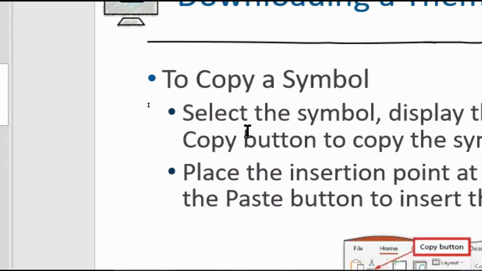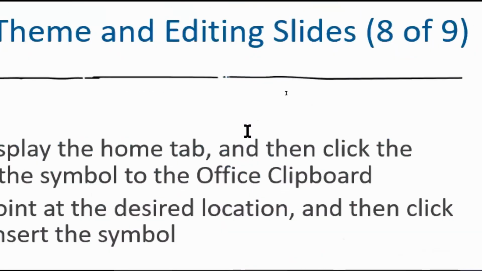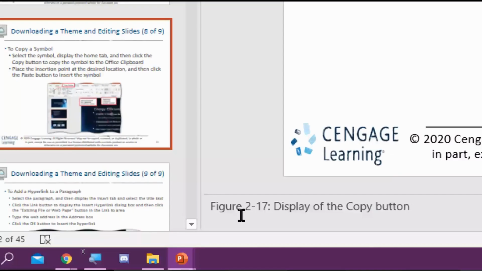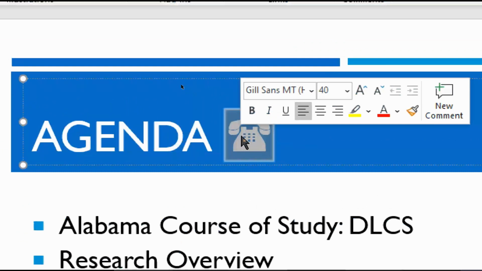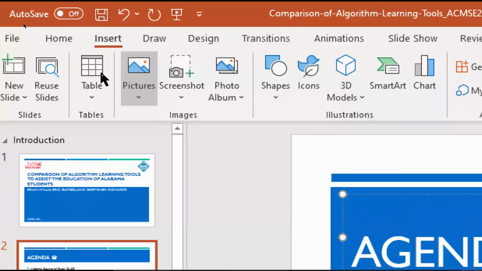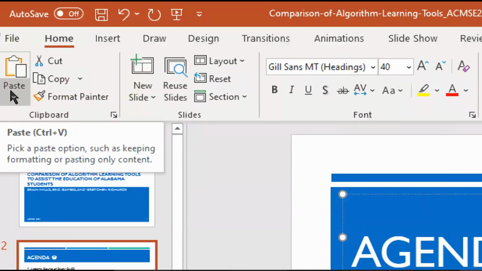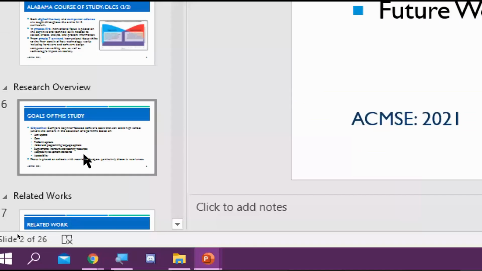To copy a symbol, select the symbol, display the home tab, and then do the same thing you've done to copy and paste before. So double click that. We come back to the home tab. You can click copy here and then move to where you want to paste it and click paste. Instead, I'm just going to wipe that symbol out.